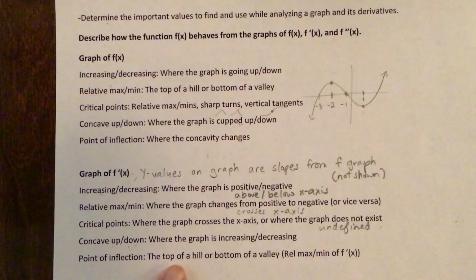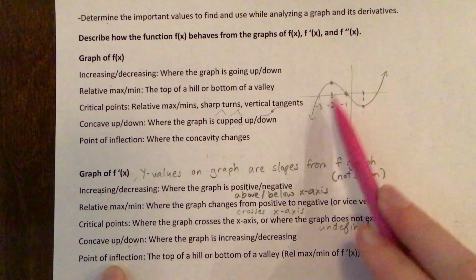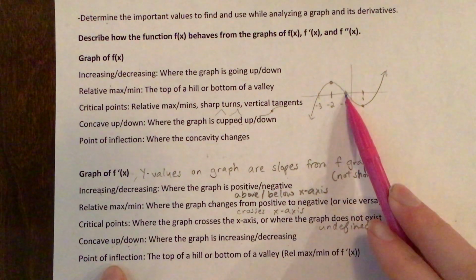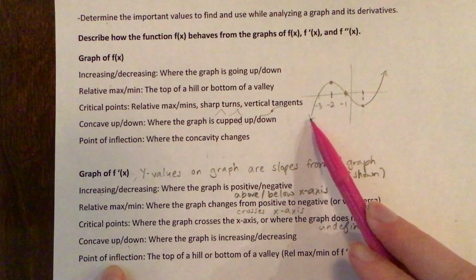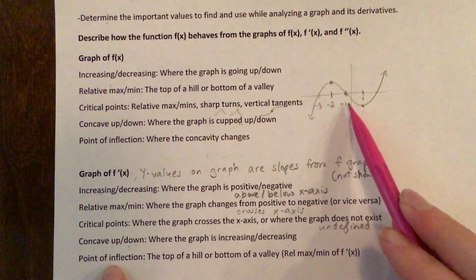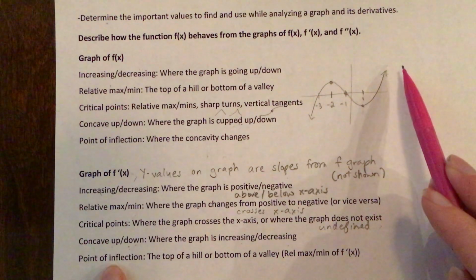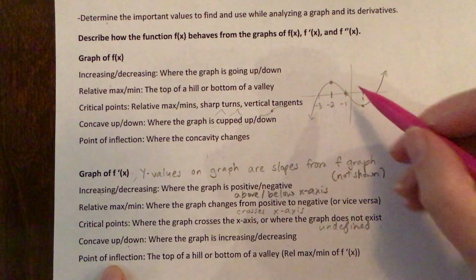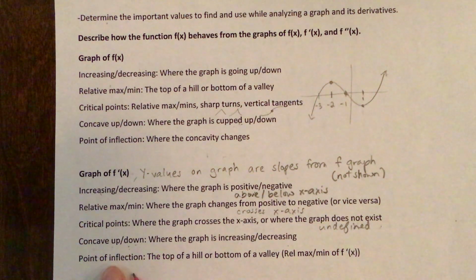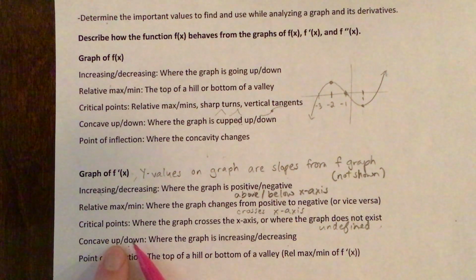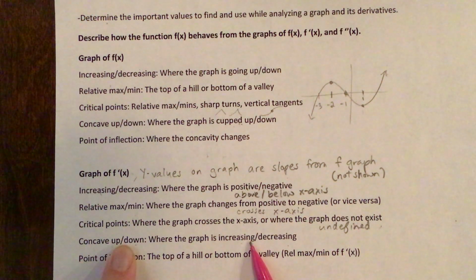The last thing in this list is point of inflection. We talked about how points of inflection happen on the f of x graph where we switch from concave down to concave up. Okay. So points of inflection would happen when concave up and concave down switch.